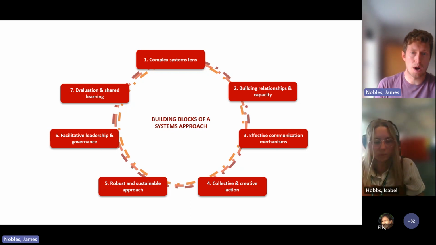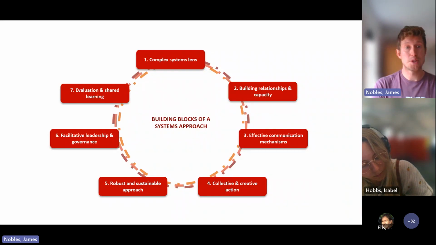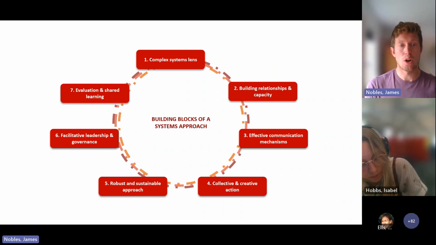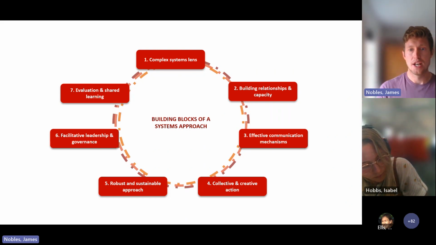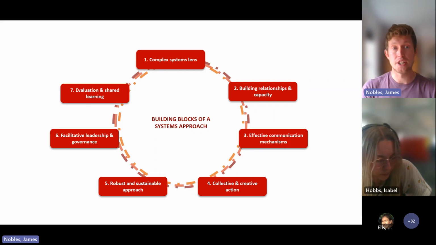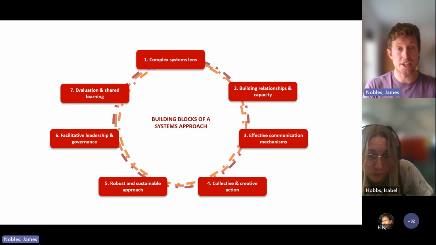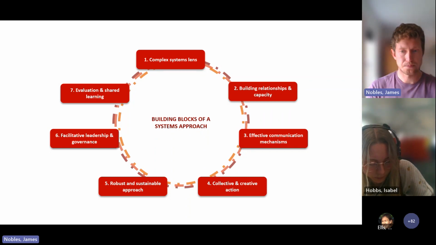The second is that the approach should have a focus on building relationships between people, communities, organizations, and sectors, and also aim to increase the collective capacity for people to meaningfully engage in these approaches. And so along that line, we need to make sure that we've got effective communication mechanisms in place to facilitate the flow of information between people and organizations so that they can collectively have a shared vision, among other things, and so that vision is held by all.